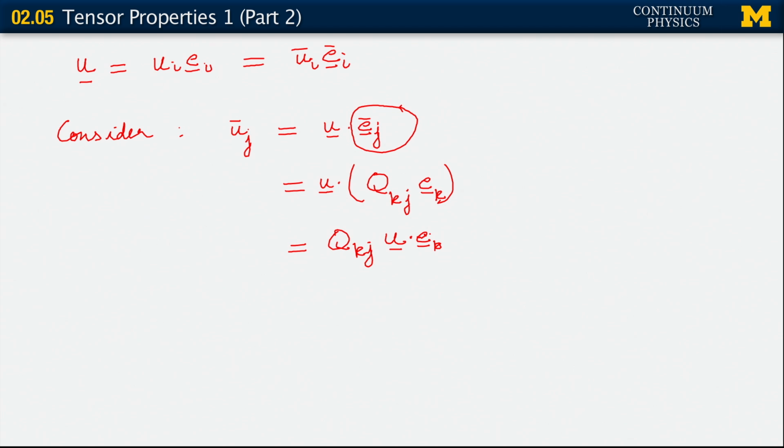But now we know that U dotted with e_k is simply the U_k component, where that component is expressed with respect to the original basis. And so this gives us our relation: U bar_j is Q_kj U_k.